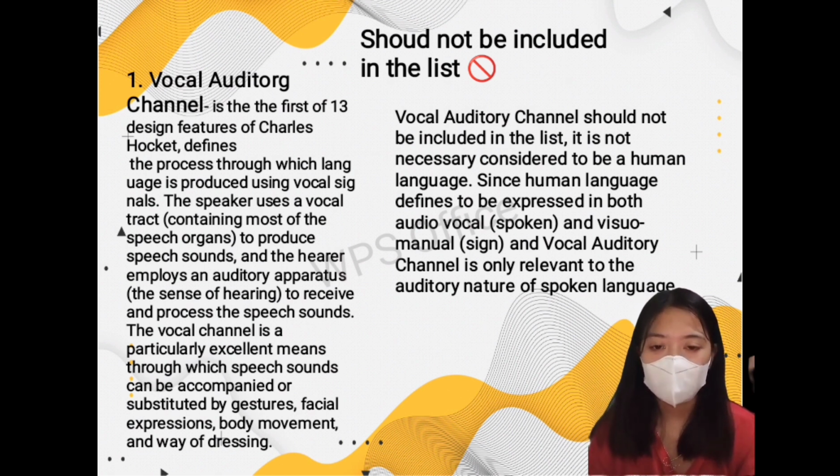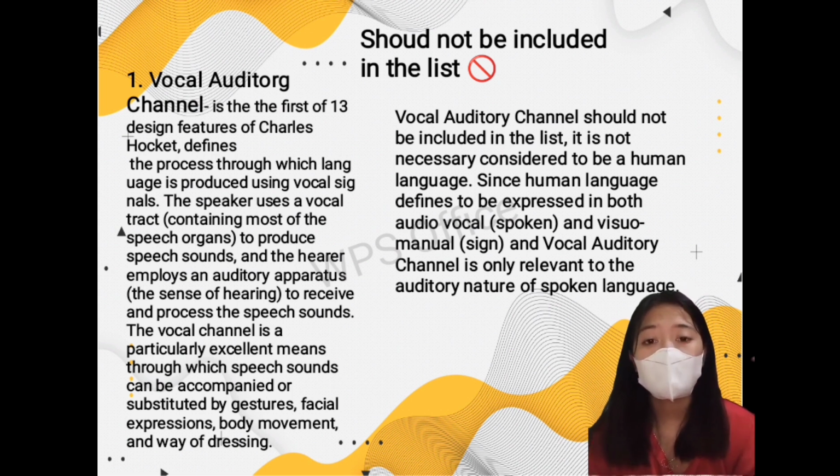So, vocal auditory channel. It is the first of the 13 design features of Charles Hackett. It defines the process through which language is produced using vocal signals. The speaker uses a vocal tract containing most of the speech organs to produce speech sounds, and the hearer employs an auditory apparatus, the sense of hearing, to receive and process the speech sounds. The vocal channel is a particularly excellent means through which speech sounds can be accompanied or substituted by gestures, facial expressions, body movement, and a way of dressing.